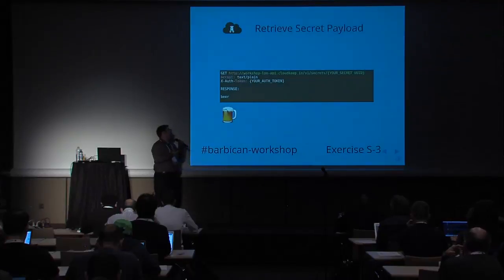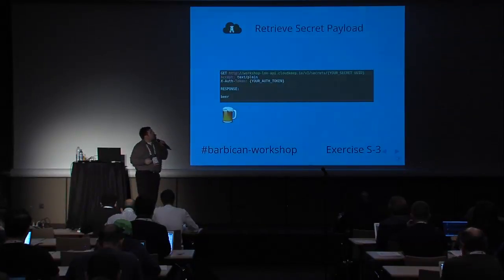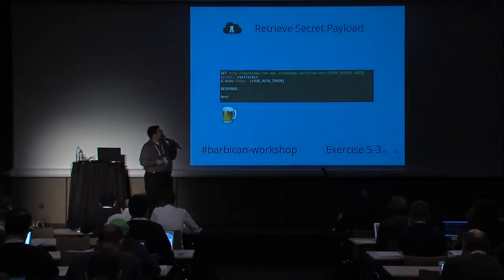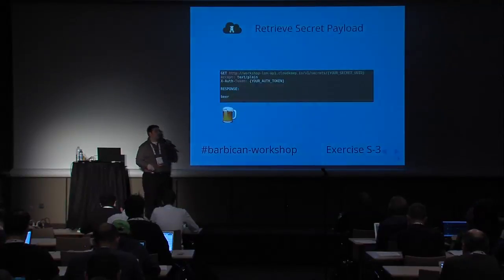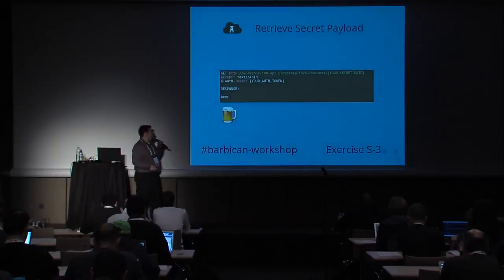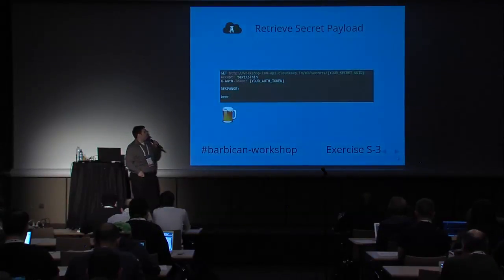So we're going to grab the secret, then we're going to say accept text plain. We're going to include our auth token as always. And our response will be the string beer. Now, I wish we could give a nice little emoji there for beer, but you do what you can. So let's go ahead and retrieve the payload.